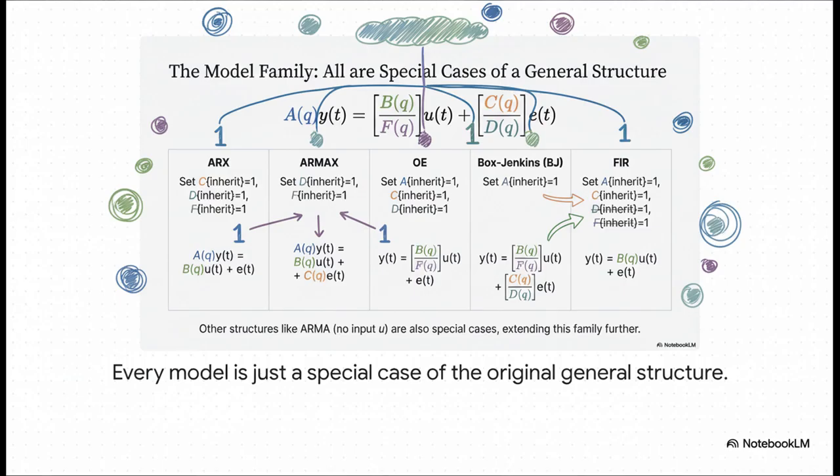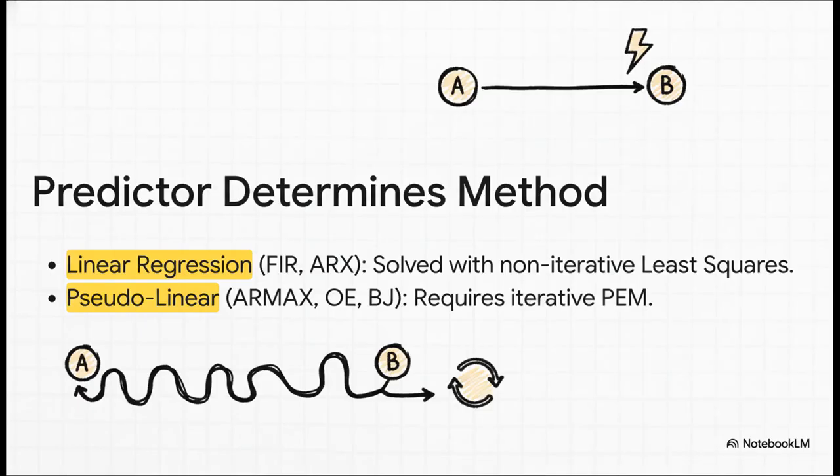The super complex Box-Jenkins can be simplified down to an ARMAX or an OE. They're all related. They all came from that one single equation we started with. It's beautiful, really. Okay, this is a really critical point. The structure of the model you choose directly dictates how hard it is to find the answer. If you pick a simple structure, like FIR or ARX, you get a fast, direct solution. Easy. But if you need more flexibility and pick one of the more complex ones, you have to be prepared to use those slower, iterative methods.